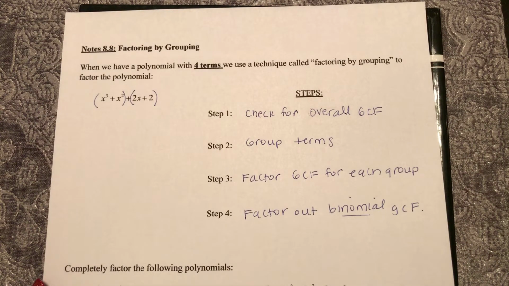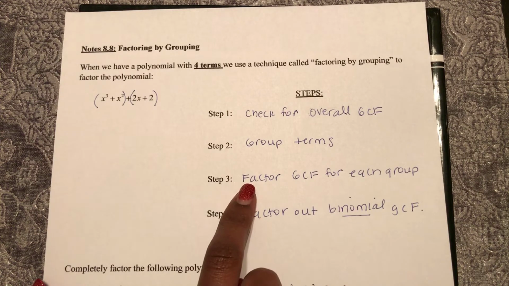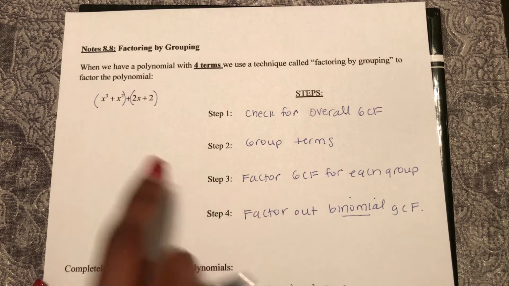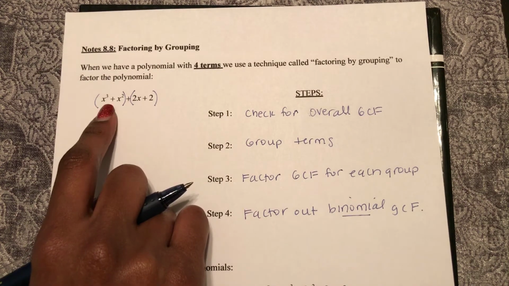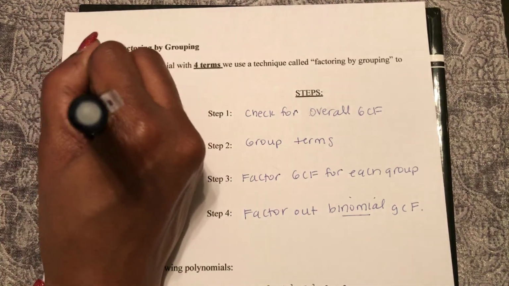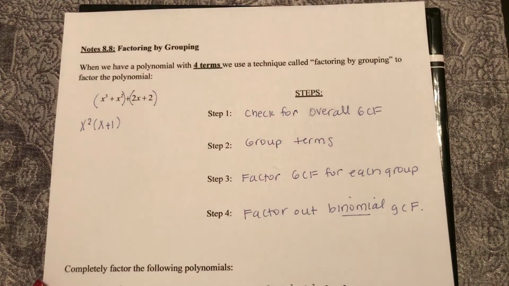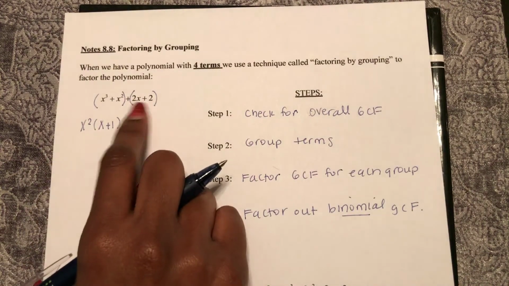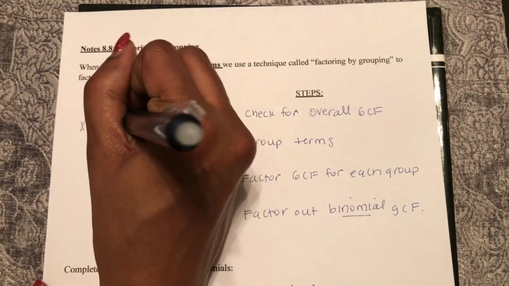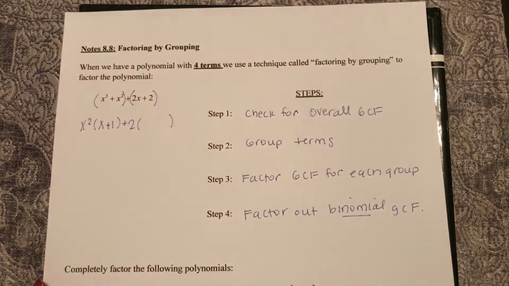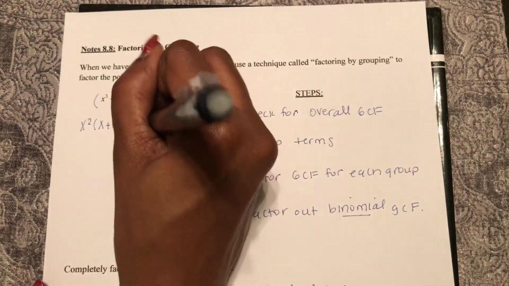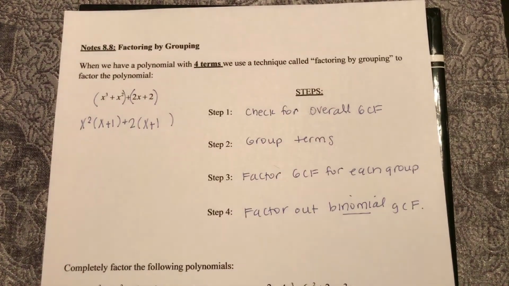So now I want to factor out the GCF for each group. So out of these 2, my GCF is x squared. And that will leave x plus 1 when I factor that out. Out of this group, my GCF is a positive 2. If I divide out positive 2, that leaves x plus 1.